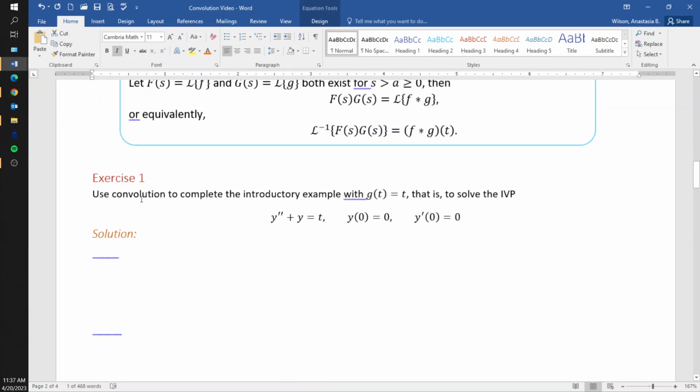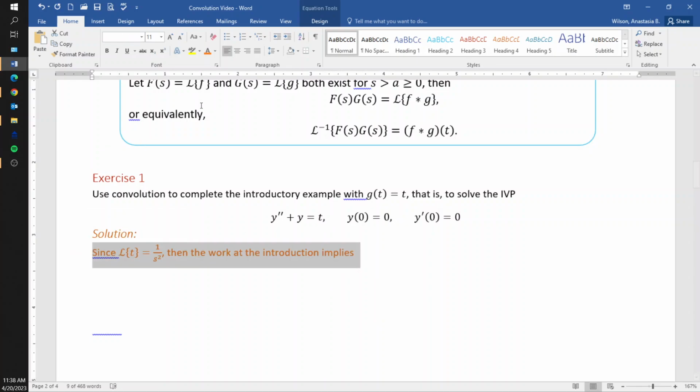So we are going to apply this in exercise 1. We want to use the convolution to complete the introductory example, which we saw in the previous video, but we're specifically going to have that g of t is equal to t. So we're going to solve this initial value problem, y double prime plus y equals t, where y of 0 is 0 and y prime of 0 is 0.